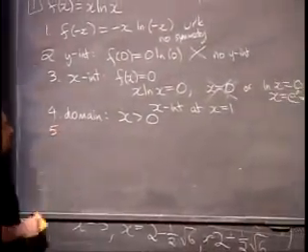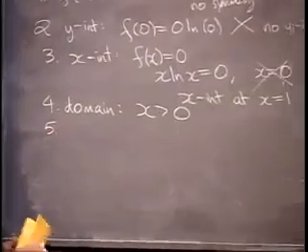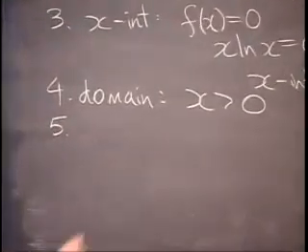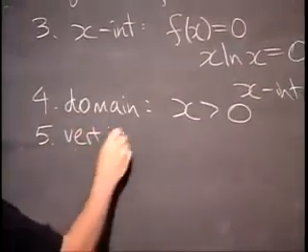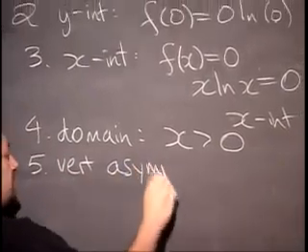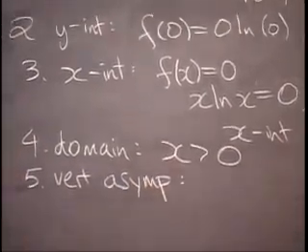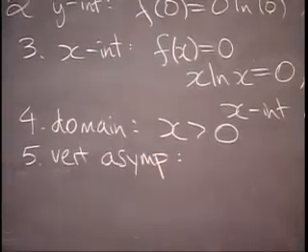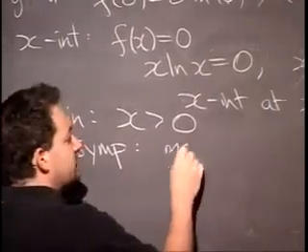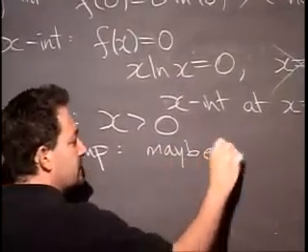So how about step 5? Well, step 5 is to look at vertical asymptotes. There's no denominator, so that doesn't happen. There might be one because of the log. Maybe x equals 0 because of log.